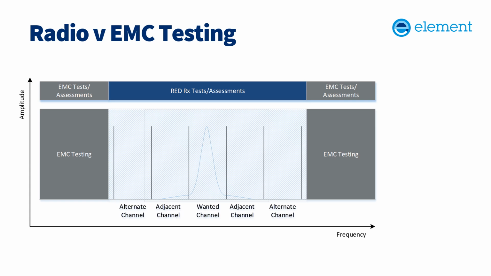And receiver blocking seeks to put signals in these adjacent and alternate bands, and it's really a measure on how selective the receiver is to only receive the information in its wanted channel and reject all of the other signals in the other channels. So everything that's hashed in blue, if you like, is contained in radio tests, whether they be radio transmitter or radio receiver tests, and the grey boxes at either end are the typical EMC tests that you would perform.